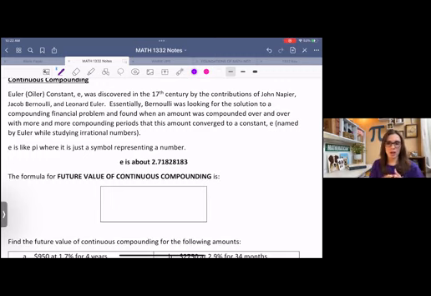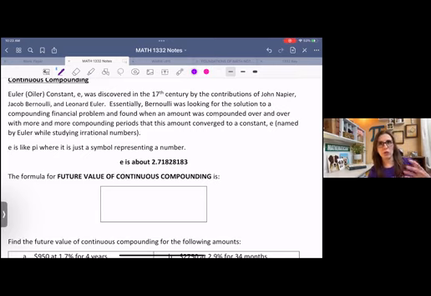Essentially, a banker was looking into a financial problem: if we had a compounding interest problem and were to compound more and more and more over and over again, would that converge to a specific number? And it did. It converged to Euler's constant called e. It's kind of like pi. e represents a number, pi represents a number. It converges to about 2.72 if I were to round a lot. But this is going to help us with our continuous compounding interest problem.